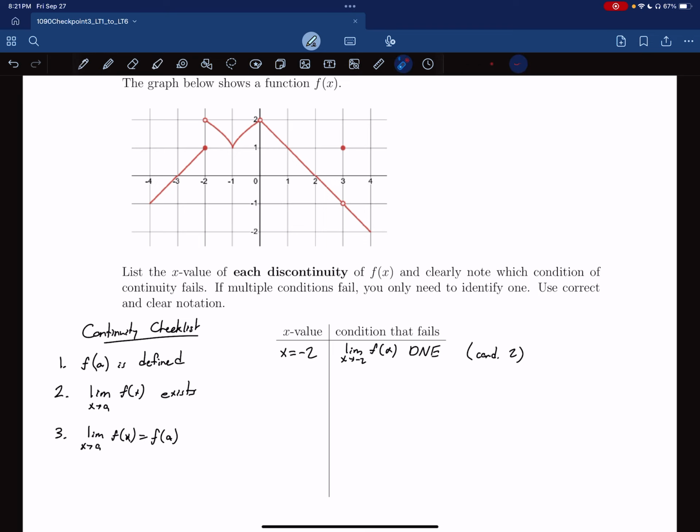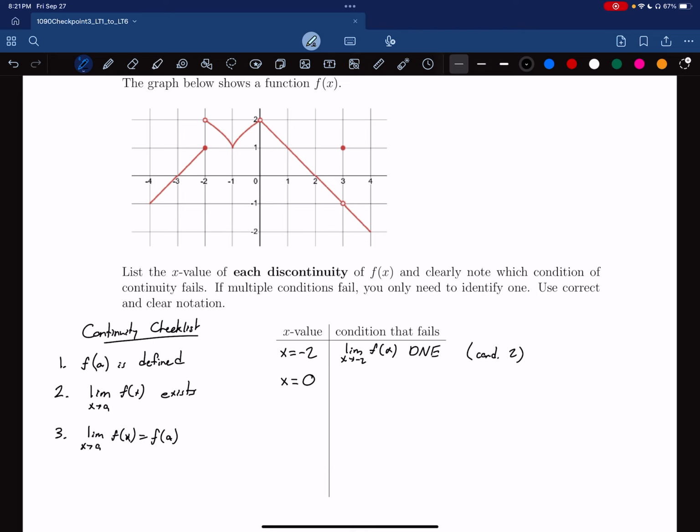Now let's go back to our graph and keep going along. There's a hole there. That's what we call a hole, just an open circle. So the next discontinuity is at x equal to 0. Let's go through our chart.